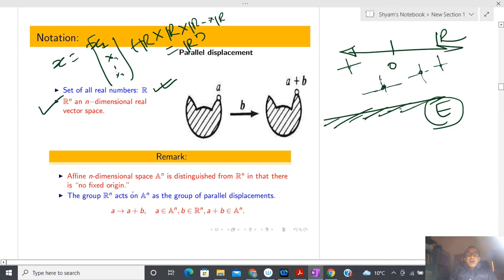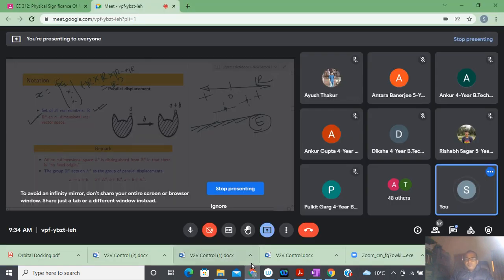Now you can see that, is it possible to show that Rn forms a group? Is it possible to show? Anyone, could you please comment? Will Rn form a group or not with respect to addition and multiplication? Could you please check?